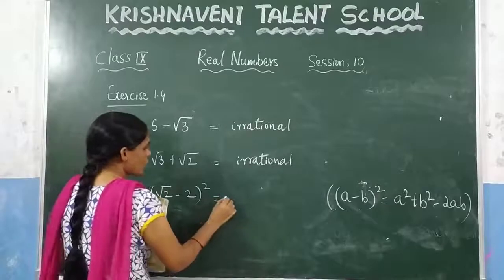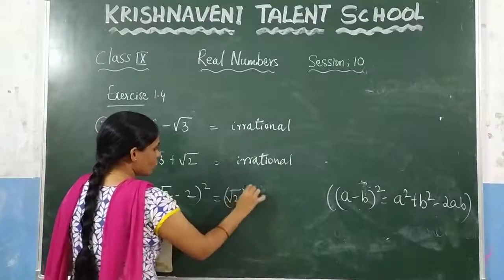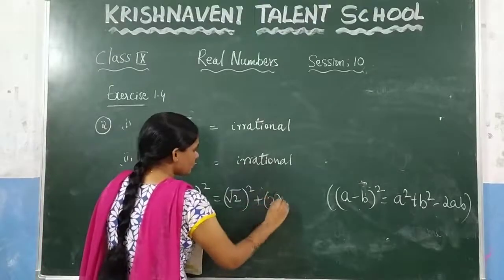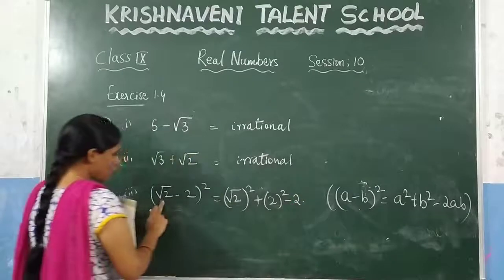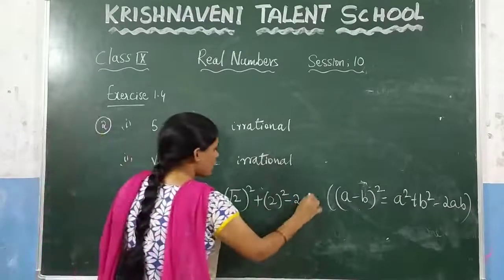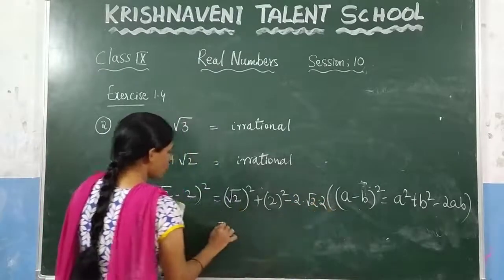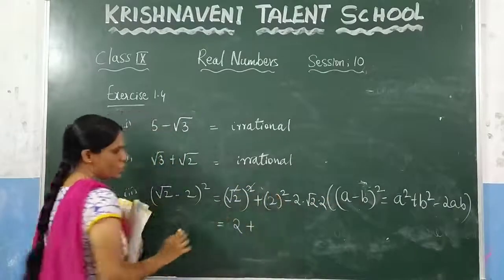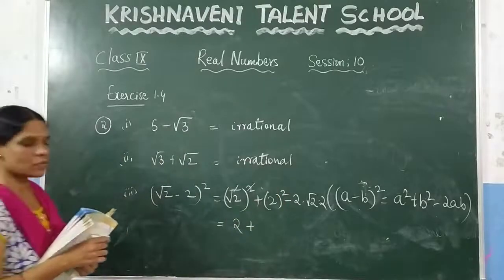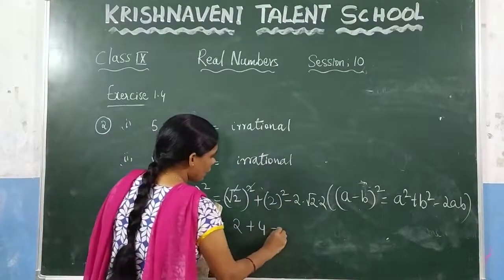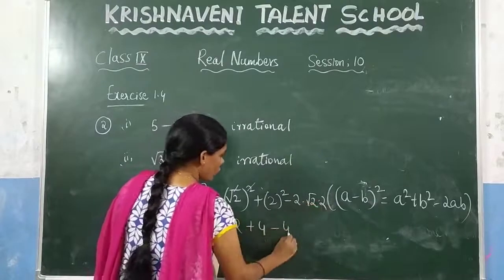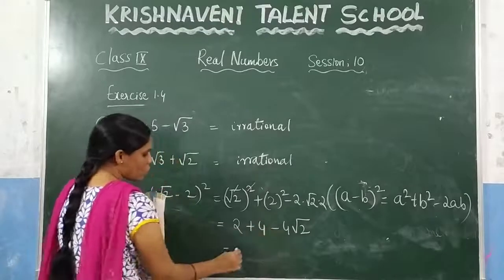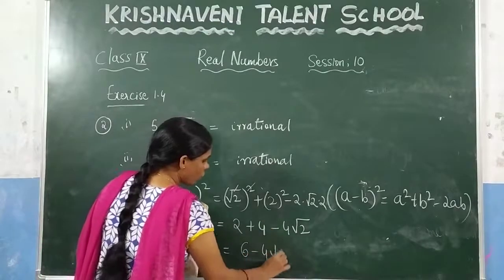Now here, what is the value of a? Root 2, and the value of b is 2. So we get root 2 whole square plus 2 square minus 2ab. Now solve it. Here the root and the square get cancelled, and you will get 2. What is the value of 2 square? 2 into 2, which is 4. And minus 2 into 2, 4 root 2. Now solve it: 4 plus 2 is 6, minus 4 root 2.